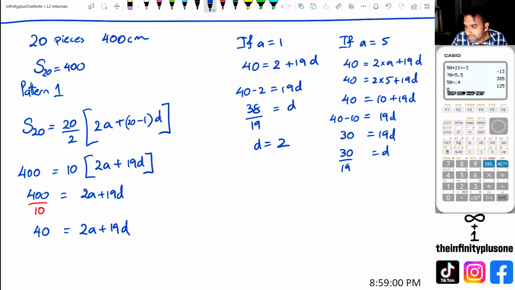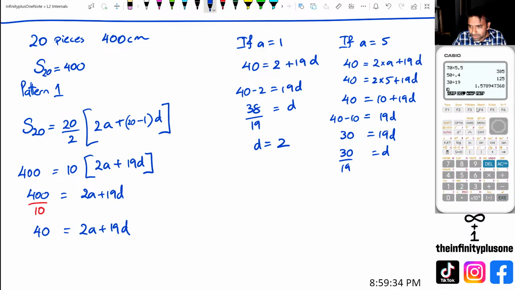Now, while there's nothing wrong with this, you get an ugly looking number like 1.57, whatever. It will still work. If you were to do the sum of 20 with A equals 5 and D as 30 over 19, it'll still equal 400. So you're just showing what the different varieties are.